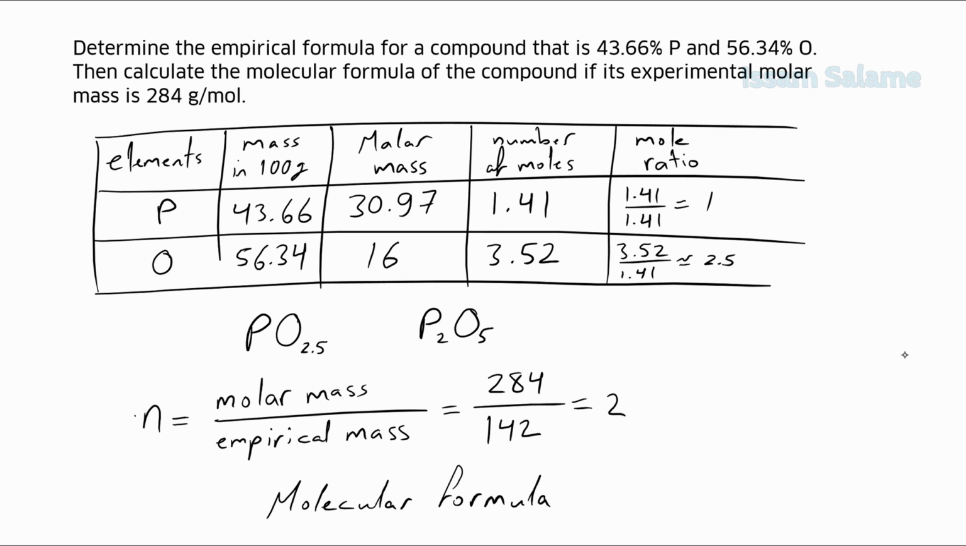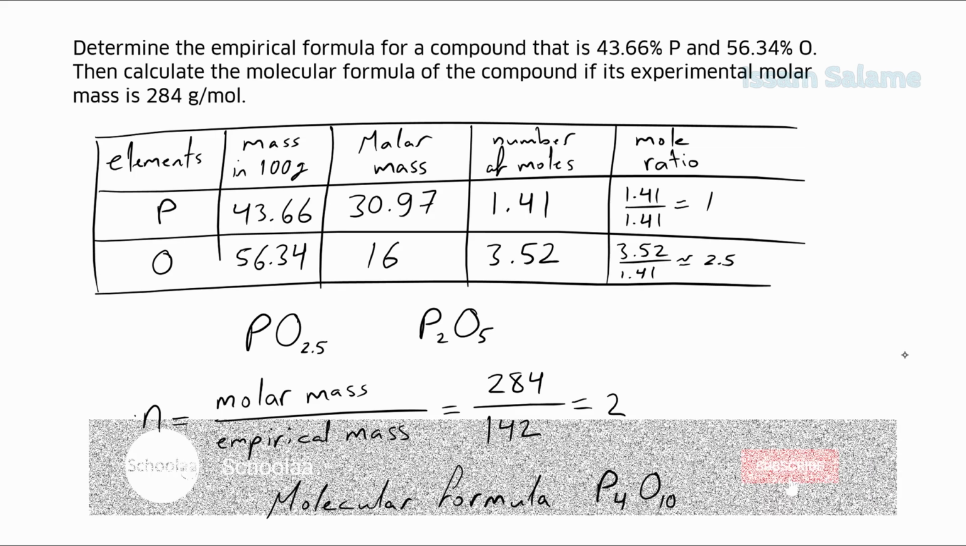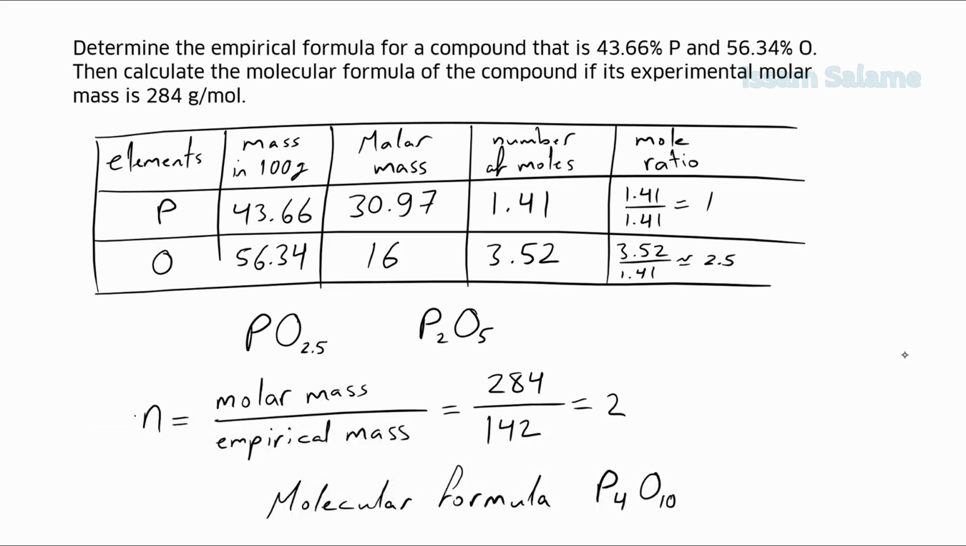So the molecular formula is going to be P4O10. So as you noticed, in case you want to find the molecular formula, you should find the empirical formula first, then you multiply it by a whole number. That whole number can be calculated by dividing the molar mass by the empirical mass.